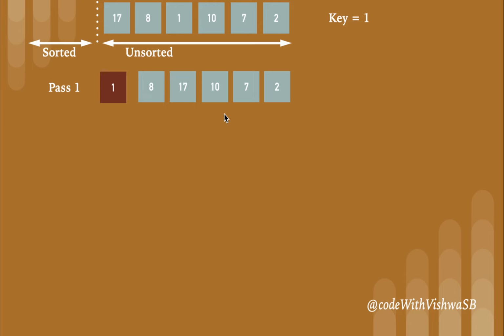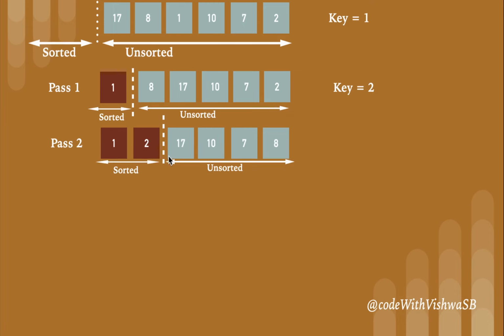Now again we need to divide this into two sections. Let's continue to find the minimum element from this section. So we have to take 8 as key. Then start comparing with the other elements. We find 7 as a smaller element, so we will update the key as 7 and look for a smaller element than 7. Yes, we have a smaller element, 2. Then update the key as 2. Now swap this 2 and 8.